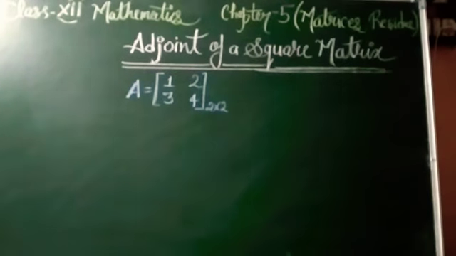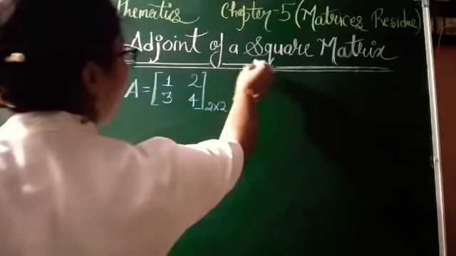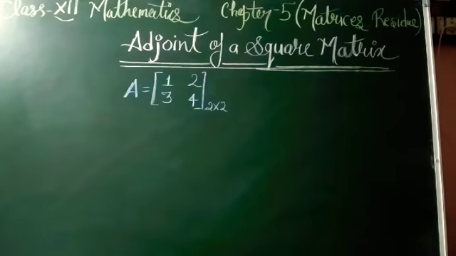Good morning everyone. Today we are going to discuss class 12th mathematics chapter number 5, matrices. In this chapter, first we will learn the adjoint of a square matrix. So first question: how to find the adjoint of a square matrix? A square matrix means we will find the adjoint of a 2 by 2 matrix, 3 by 3 matrix, 4 by 4 matrix. Here first we learn how to find the adjoint of a 2 by 2 matrix.